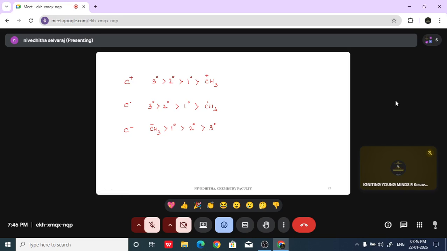So this is the order based on inductive effect. But when we have two tertiary carbocations or two tertiary free radicals, at that time we have to check the number of alpha hydrogens. If the number of alpha hydrogens is more, stability is more, right? So that's it. I'll give you one problem. Based on this, we'll arrange the stability of carbocations. I'm going to give you a few carbocations here. I want you to arrange these carbocations based on their stability.